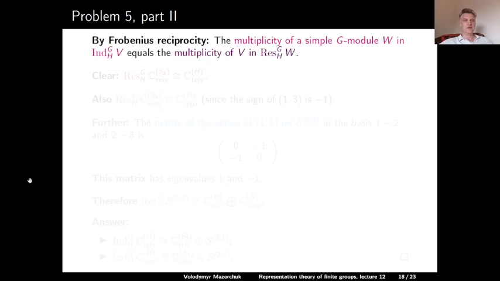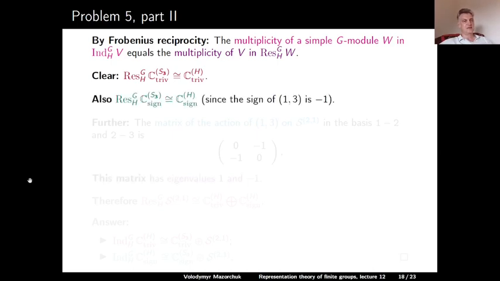By Frobenius reciprocity, the multiplicity of a simple W in the induction from H to G of V equals the multiplicity of V in the restriction from G to H of W. So the question is, how do simple S_3 modules restrict to H? Of course, the trivial module restricts as a trivial module, and the sign module restricts as a sign module. This is because the transposition (1 3) is an odd element in S_3, so it acts as -1 on the S_3 sign module. So this restriction gives us the sign module for H.